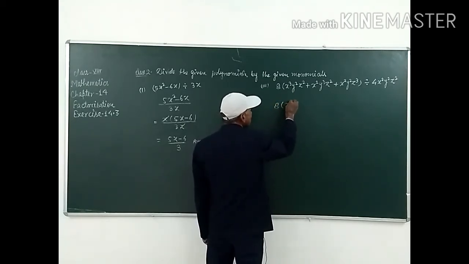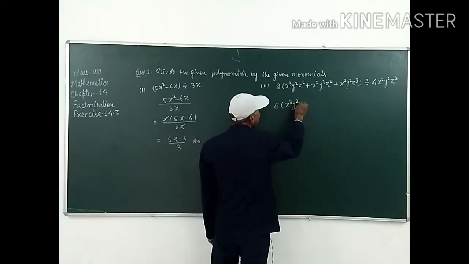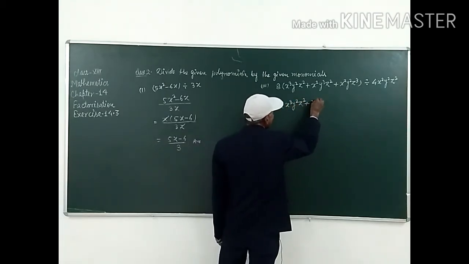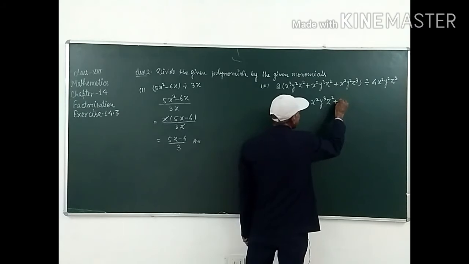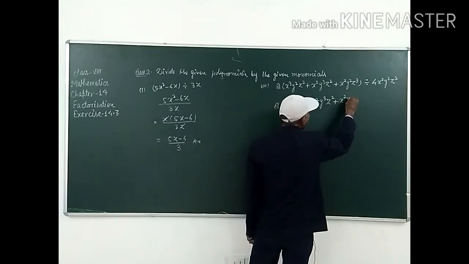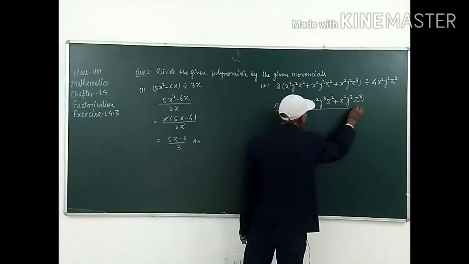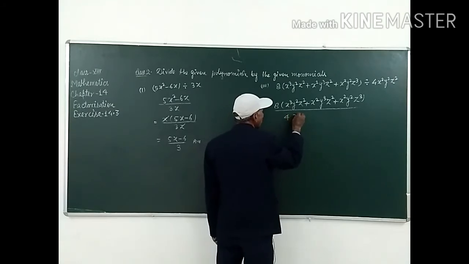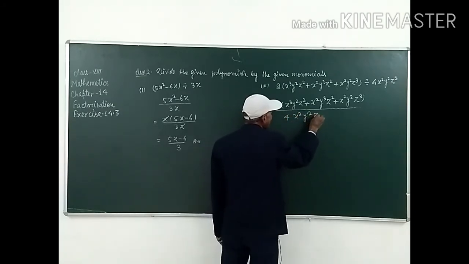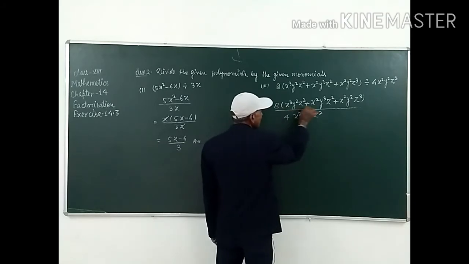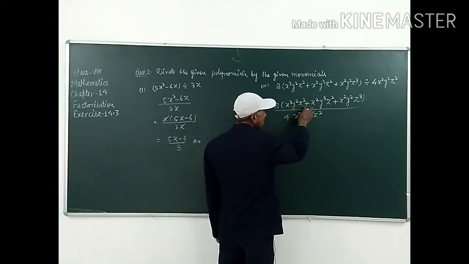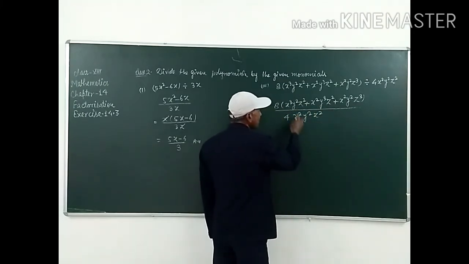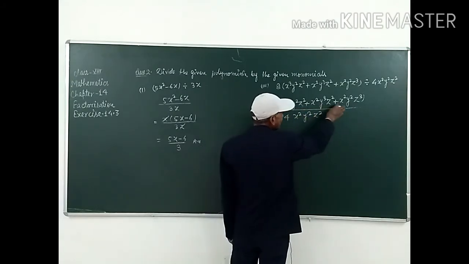8, this one x cube y square z square plus x square y cube z square plus x square y square z cube, and it is divided by 4 x square y square z square. So student, in this part we have to take common, because x square y square z square is present at least one time in these three terms.